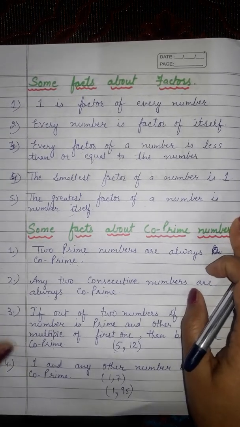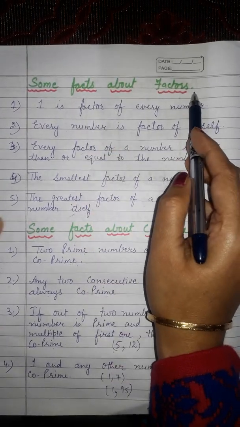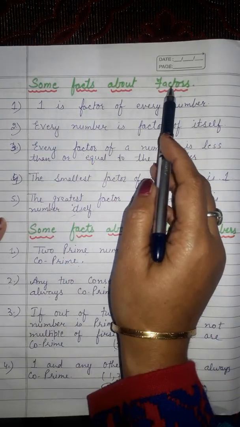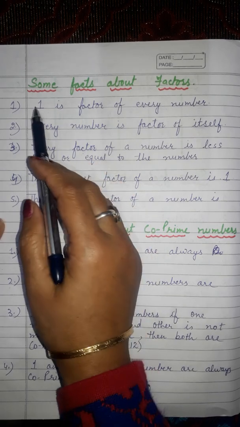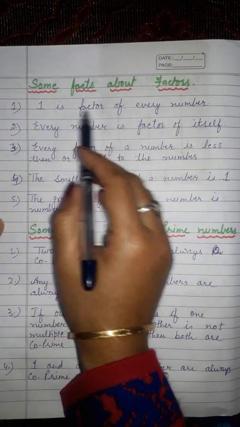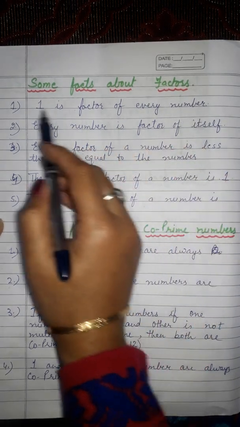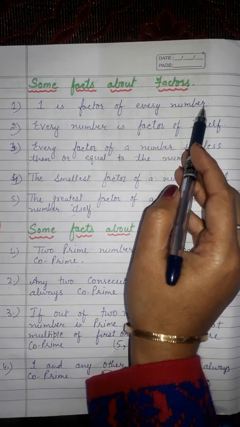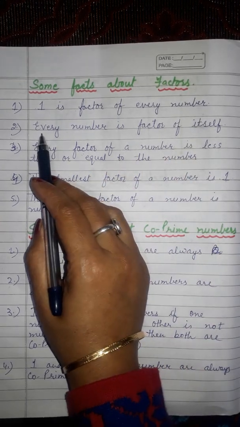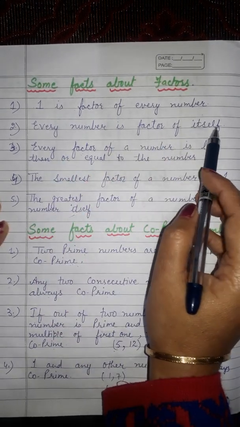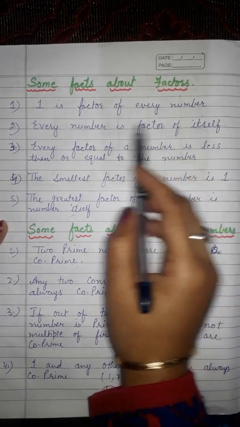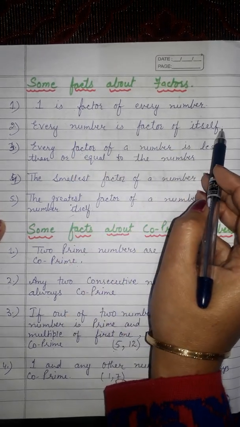Next are some facts about factors. We have discussed the term factors here. So here are some facts about the factors. First is 1 is a factor of every number. The number 1 is a factor of every number because 1 can divide every number. Okay. The next one is every number is a factor of itself, because every number is divisible by itself.